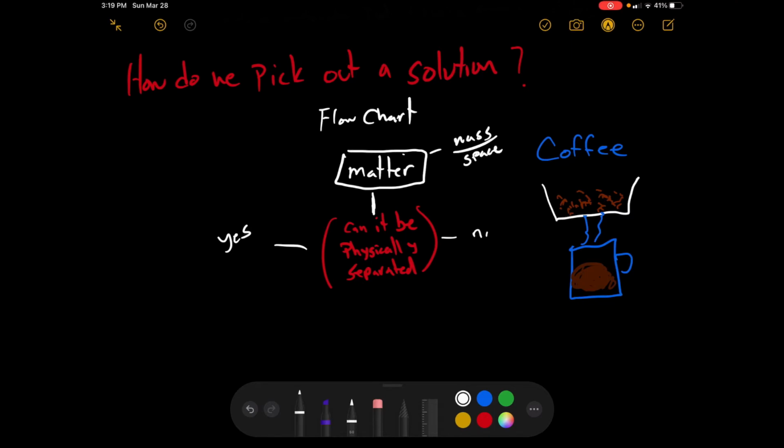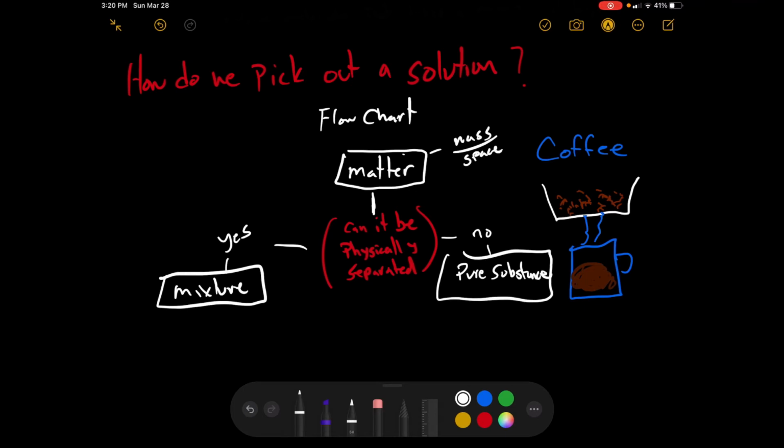Okay? If the answer is no, then we are on track to figure out what is going into a solution. So if the answer is yes, it can be physically separated, then you have what is known as a mixture. A mixture. Okay, remember this is a flow chart. If the answer is no, then you have what is called a pure substance. Pure substance, right?